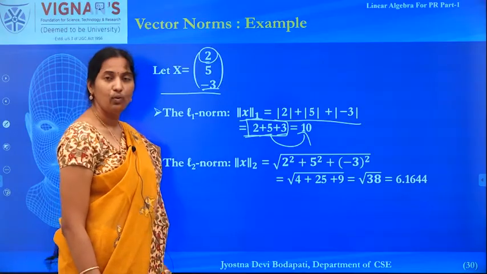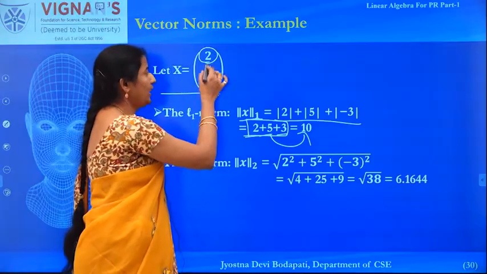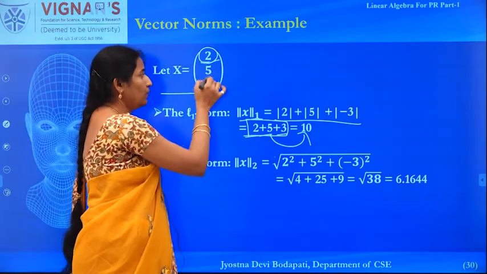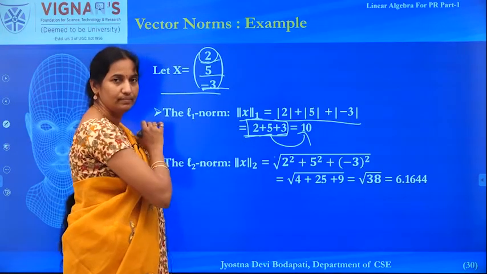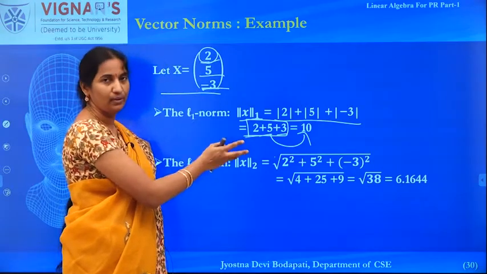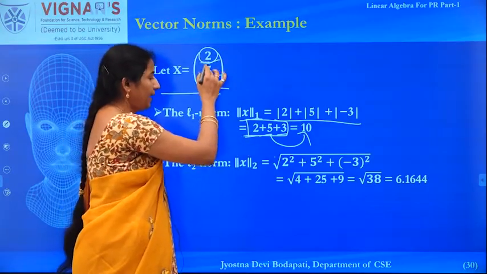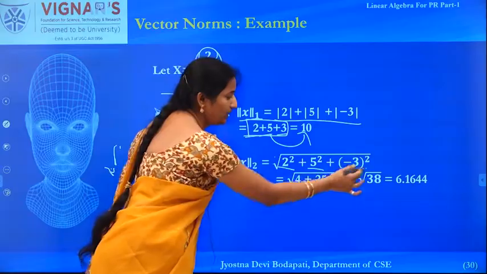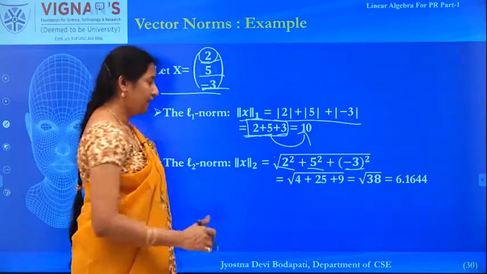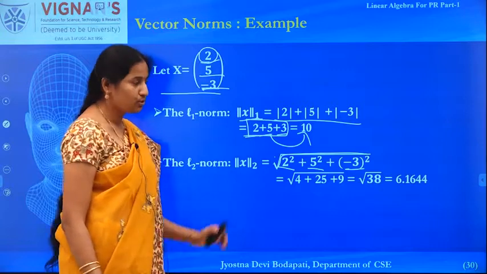Now let us see what the L2 norm is. For the L2 norm, you just take the squares of every element: 2 square, 5 square, 3 square. Because I am applying the square, I need not take the absolute value, so I just ignored the absolute value. Then after taking the square of the individual elements, you sum them up and then take the square root of that summation. That gives me the L2 norm.